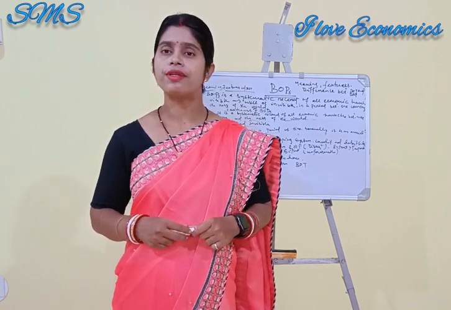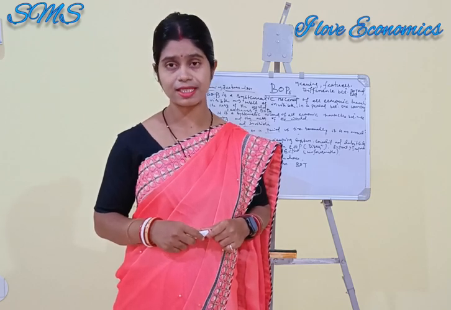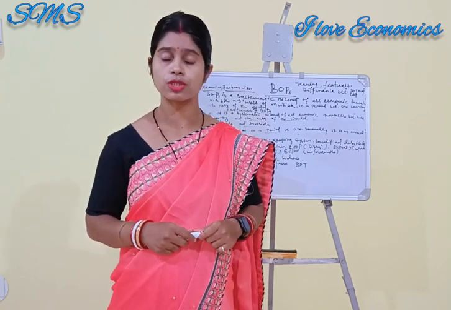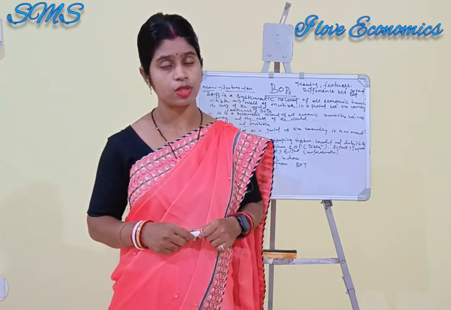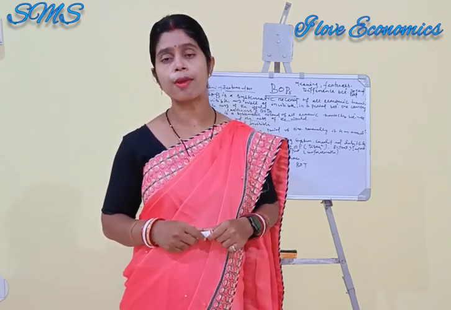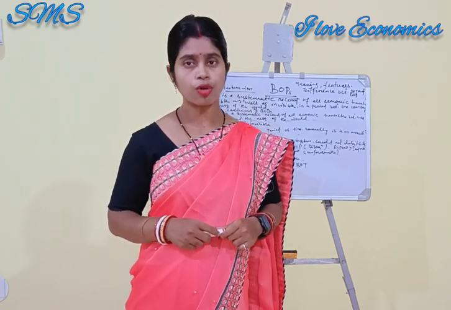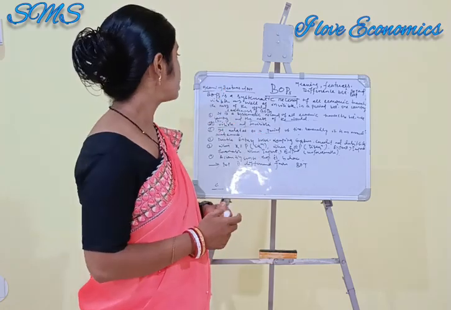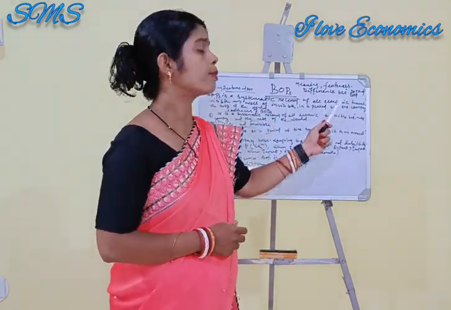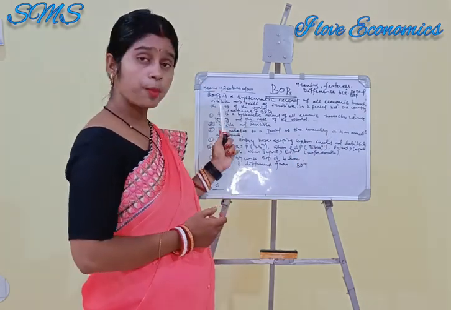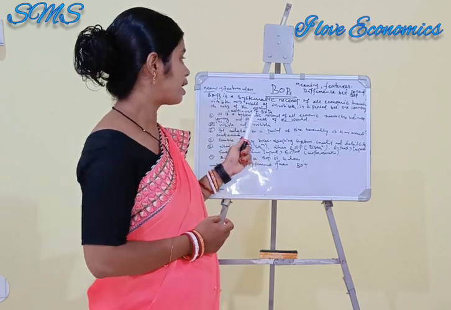Balance of payment is a systematic annual record of all economic transactions of exports and imports of both goods and services in a country in a year. That means balance of payment is a very systematic record. For convenience, we can say balance of payment is a systematic record of all economic transactions, that means visible as well as invisible items.